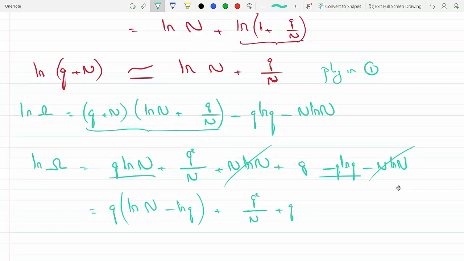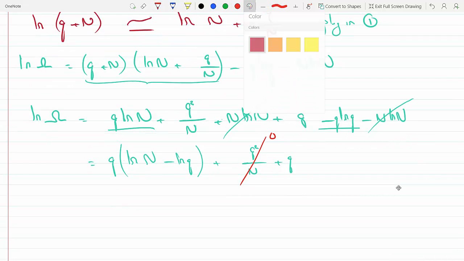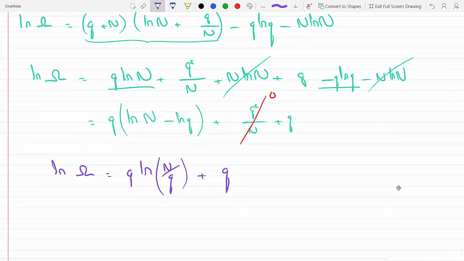Now, if q over n is a lot less than 1, then q squared over n is also a lot less than 1. And we can just neglect that. And so here we will get q ln (n over q) plus q. Okay, and then we can exponentiate this. The multiplicity equals e raised to all that.